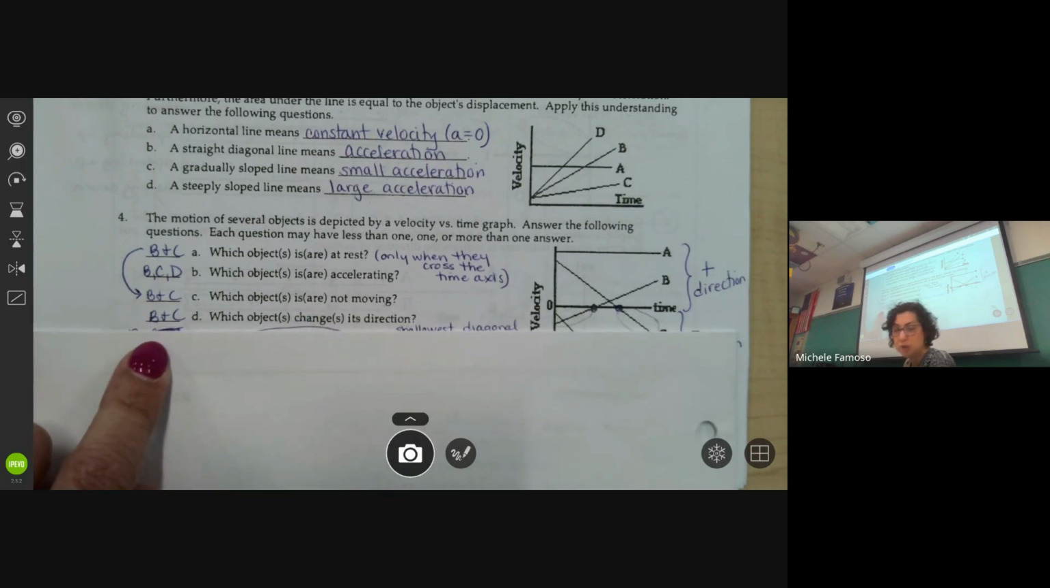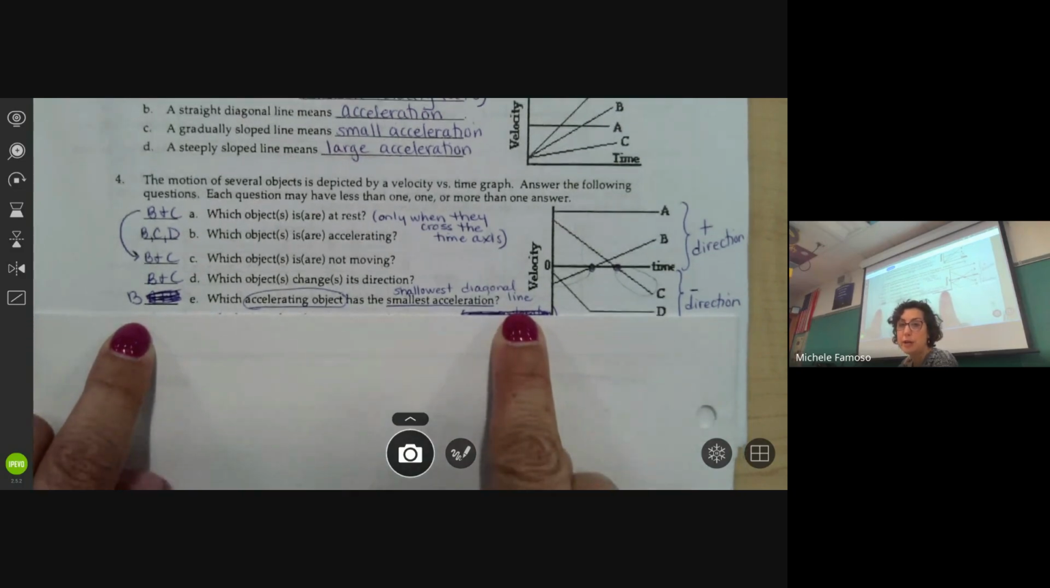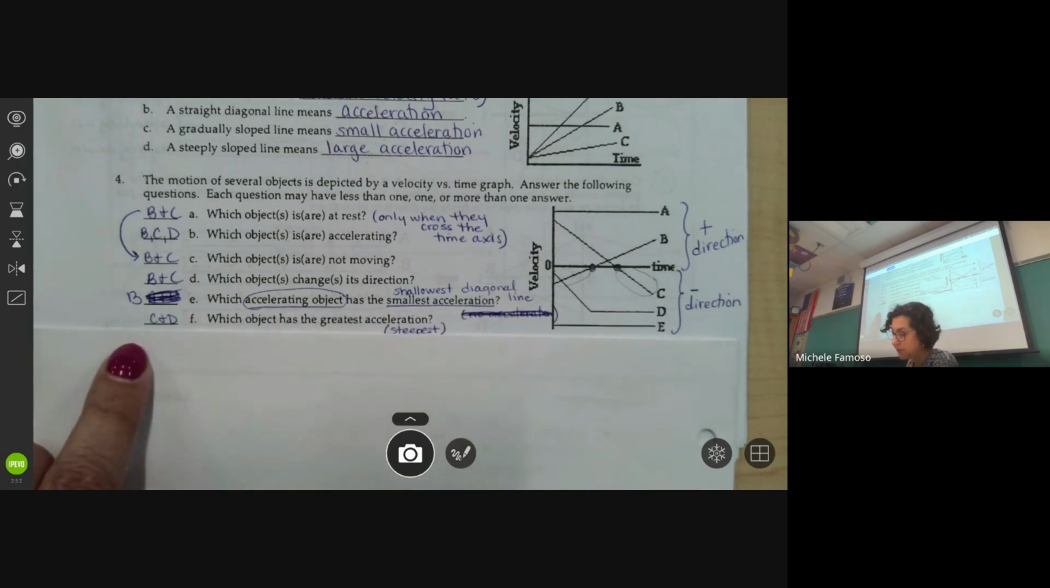Letter D, which objects are changing their direction? That's graphs B and C. They go from quadrant 1 down into quadrant 4 or vice versa. Letter E, which accelerating object has the smallest acceleration? That means you're looking for the shallowest diagonal line. That would be graph B. And letter F, which objects have the greatest acceleration? That means which is the steepest diagonal line? That would be graphs C and D.